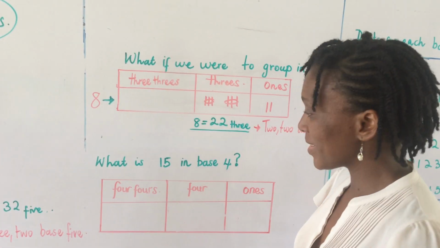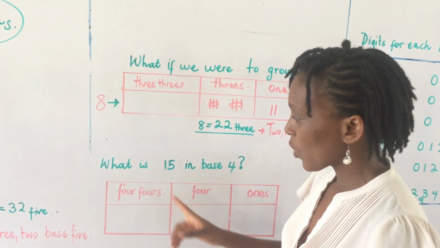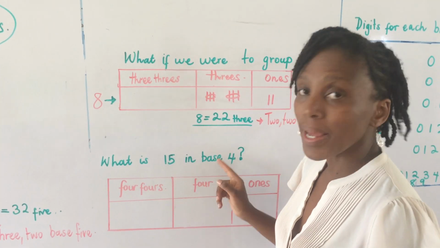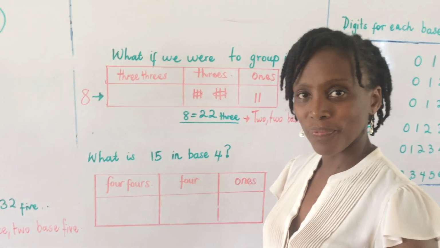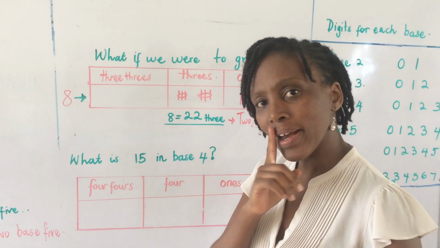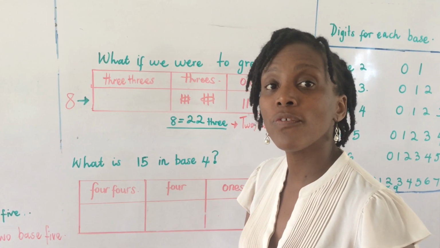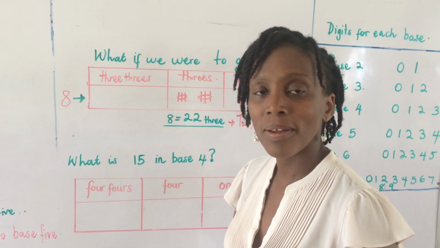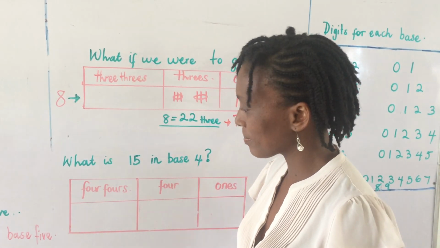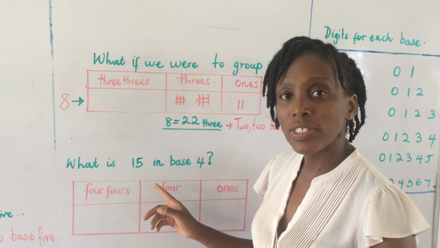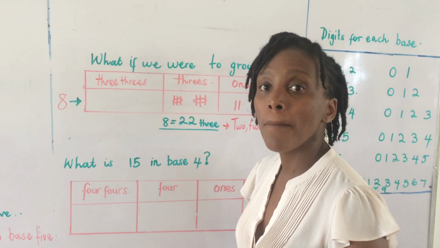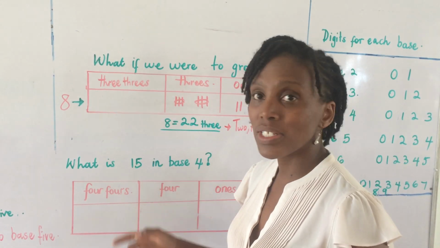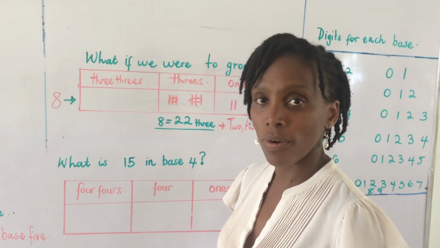Let's try this number together. What is 15 in base 4? Have a think and pause the video if you'd like to try it out on your own before seeing how we do it. So 15 in base 4 means write 15 in groups of 4.